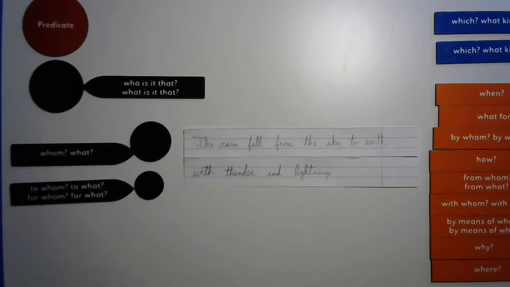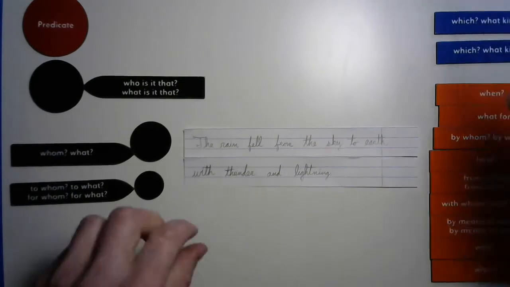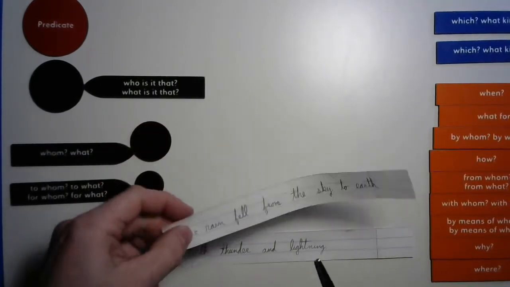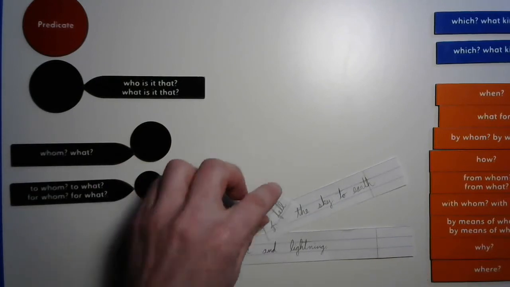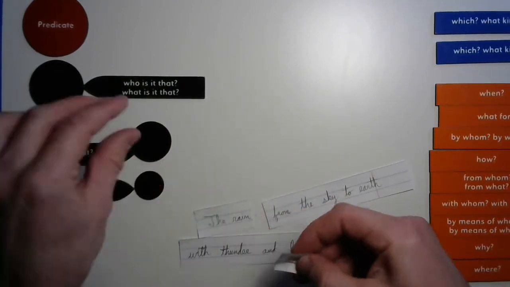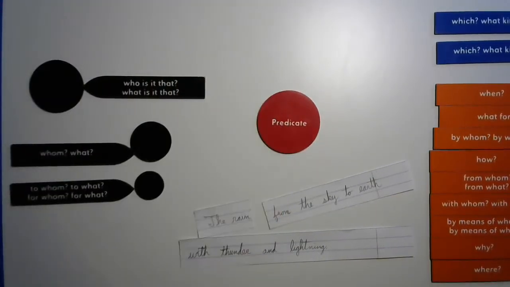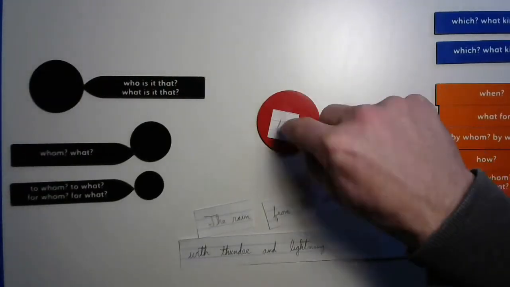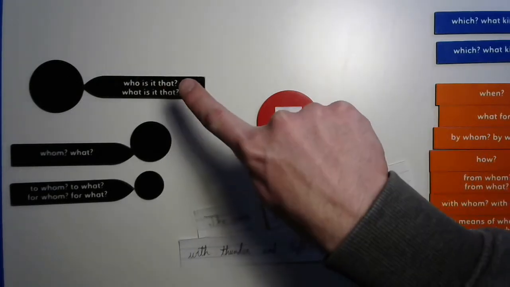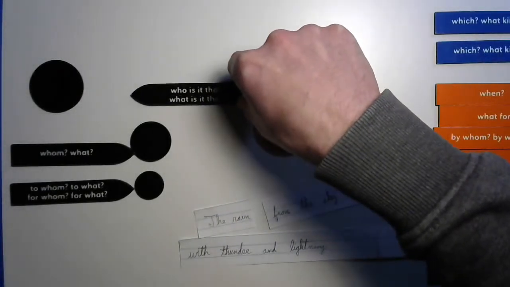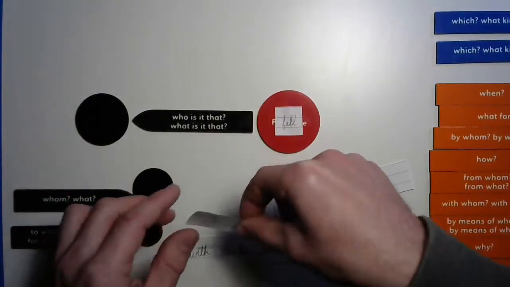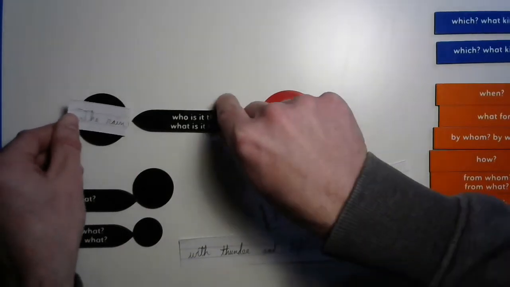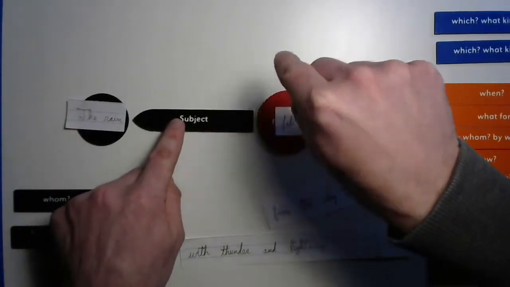How dramatic. Can you spot the action? And of course you did. Fell. So I'm going to take my sentence and cut out the action. And that is the predicate. But now we must ask ourselves the first question. Who is it that? What is it that fell? Well, if you said the rain, then you were right. The rain is our subject in this sentence.